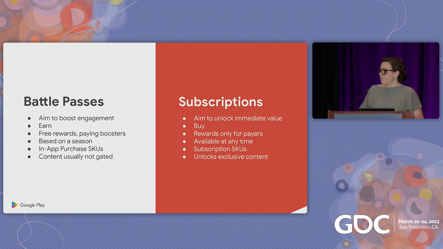For subscriptions, the aim is to unlock immediate value. Once a user has subscribed, all we're trying to do is to ensure that they understand what they have paid for and see that value. This is because at the end of the subscription, you really want them to be able to resubscribe or buy a different item. In this sense, rewards are only available for payers, who can buy the subscription at any point in time, and they often unlock exclusive content.